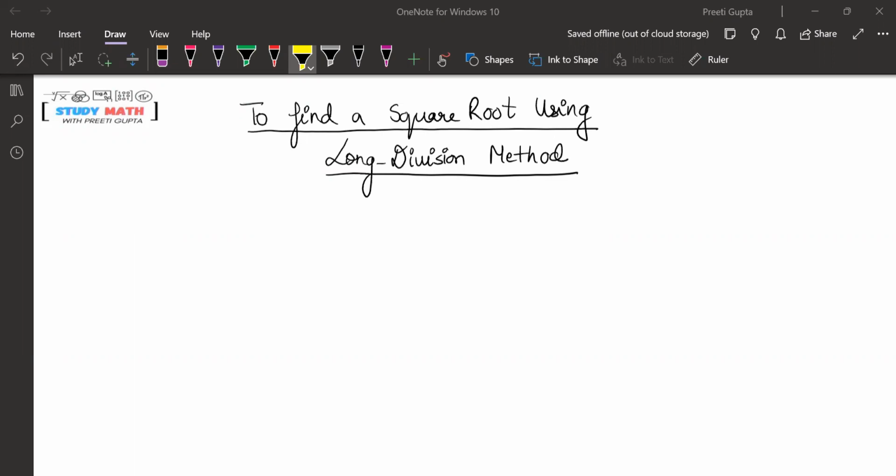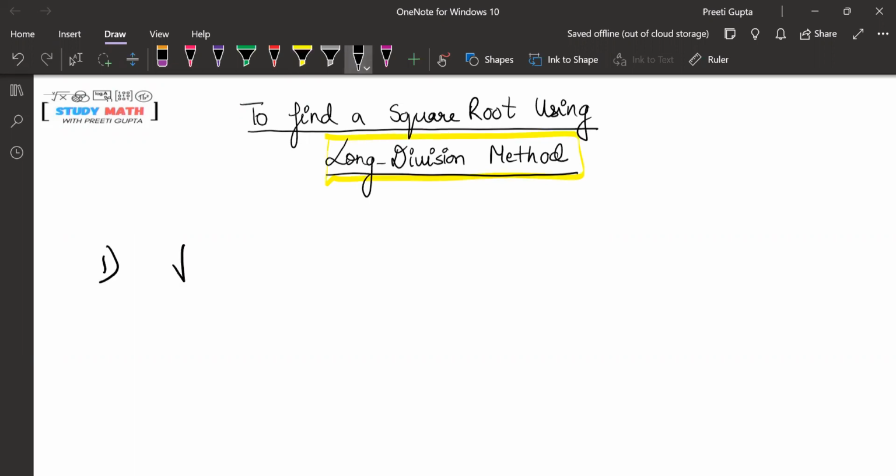Today we are going to do a very important subtopic of class 8, that is to find a square root using the long division method. You must have done square roots by using prime factorization. Now today we are going to do a new method, that is the long division method. Okay, so let me consider some examples.